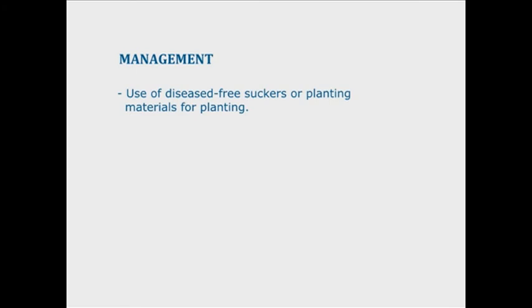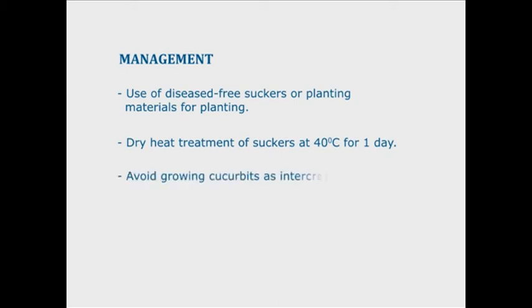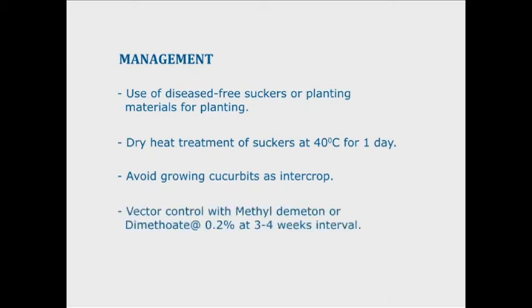Use disease-free suckers or planting materials for planting. Dry heat treatment of suckers at 40 degrees centigrade for 1 day. Avoid growing cucurbits as intercrop. Vector control with methyl demeton or dimethoate at the rate of 0.2% at 3 to 4 weeks interval.